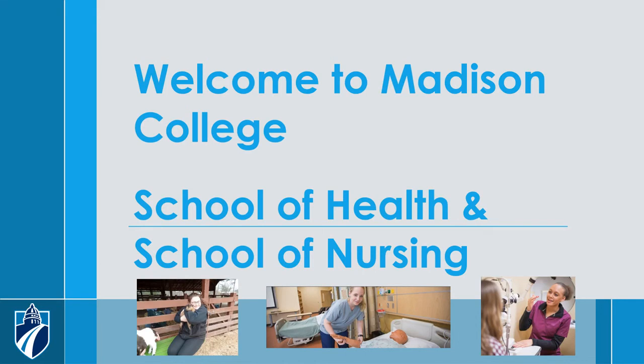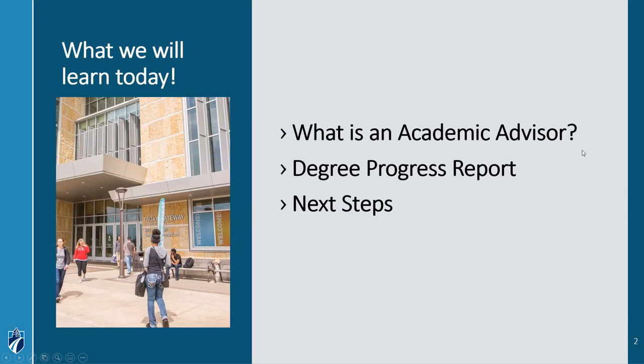In this presentation, we will be going over a few topics that will help you get started in your program. Some of the topics we will discuss include what an academic advisor can do for you, your degree progress report for your program and how to read it, as well as next steps.